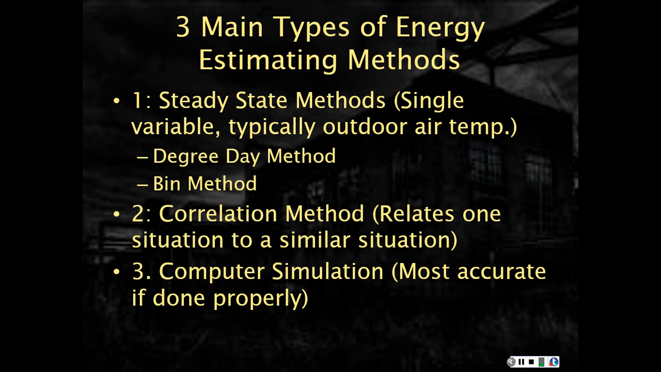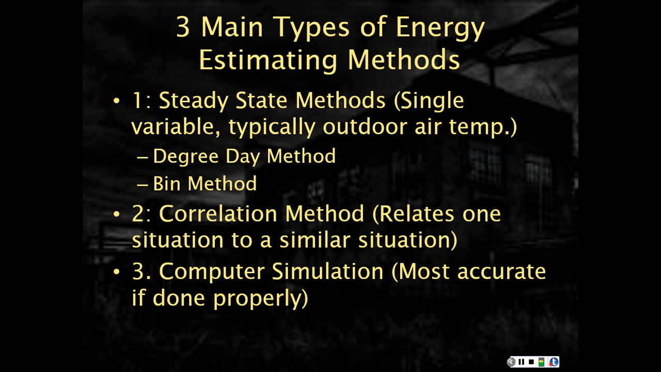The hallmark of steady state methods is that they decide on a single variable. I listed a bunch of the different things that can impact energy usage. In this method, we're singling out one thing to be the variable, and the most prominent of these variables is outdoor air temperature, so the changing of outdoor air temperature. If we look at the steady state methods available to us, there are 2 main types. One is called the degree day method, the other is called the bin method. We're going to look at these more closely coming up.